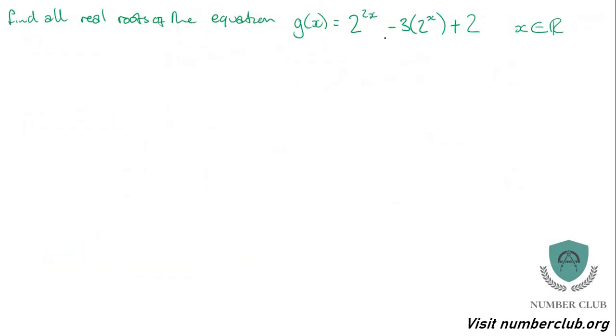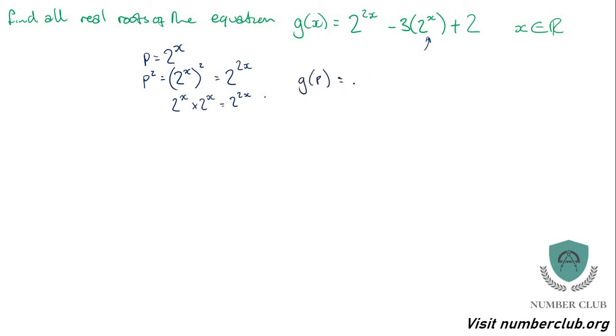This one says find all real roots of the equation. Now in this case, again, this looks quite quadratic. Look here, this is what I'm going to be using. So I'm going to say that p is equal to 2 to the power of x. And also p squared will equal 2 to the power of x squared, which will be 2 to the power of 2x. Remember, this will be 2 to the power of x multiplied by 2 to the power of x, which means you add the powers, you get 2 to the power of 2x. So g of p will equal p squared minus 3p plus 2.